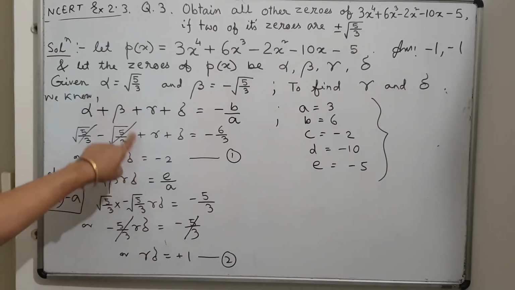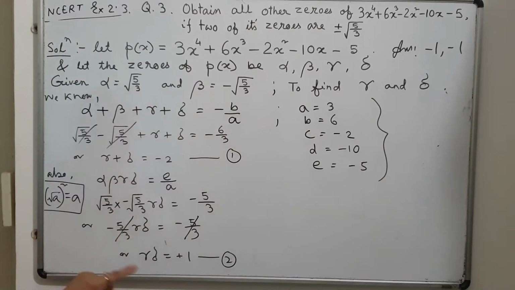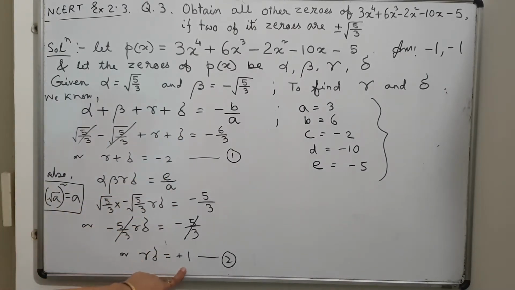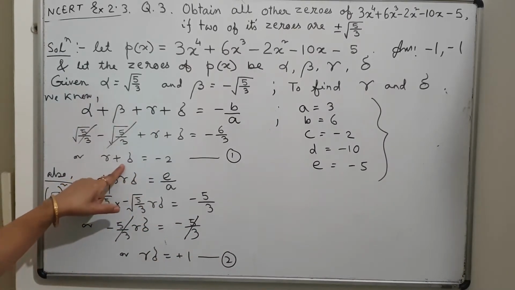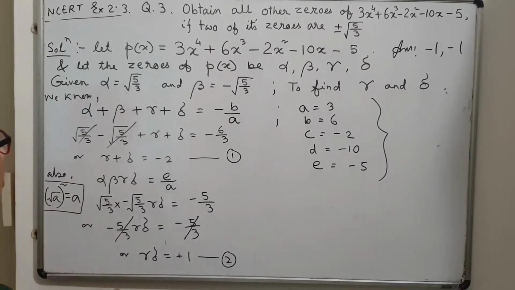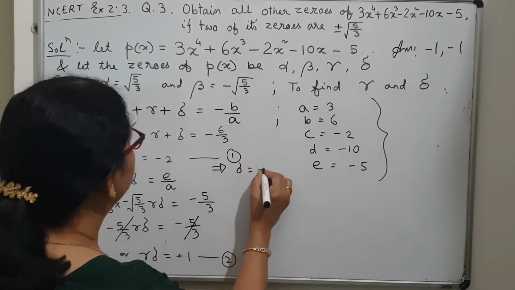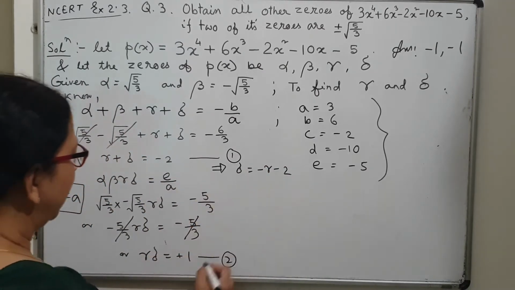One, a linear one using the first relation where the sum of the zeros is minus b upon a, and the last relation where product of all the zeros is e upon a. Now we can very easily solve this. What we do is substitute one of the variables from this equation in this. So from 1 what do I get? From 1 I get delta is equal to minus gamma minus 2. So this I will be using in 2.